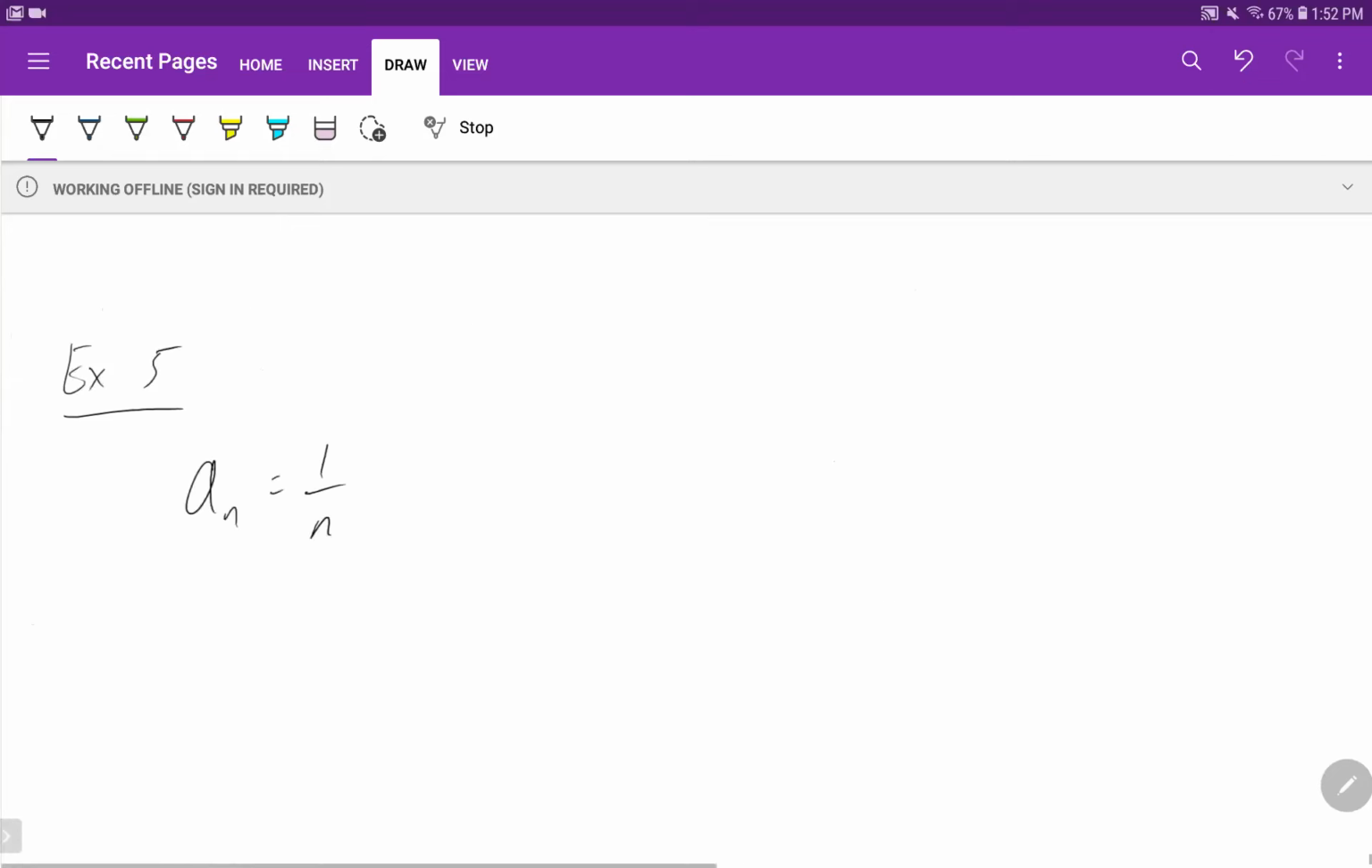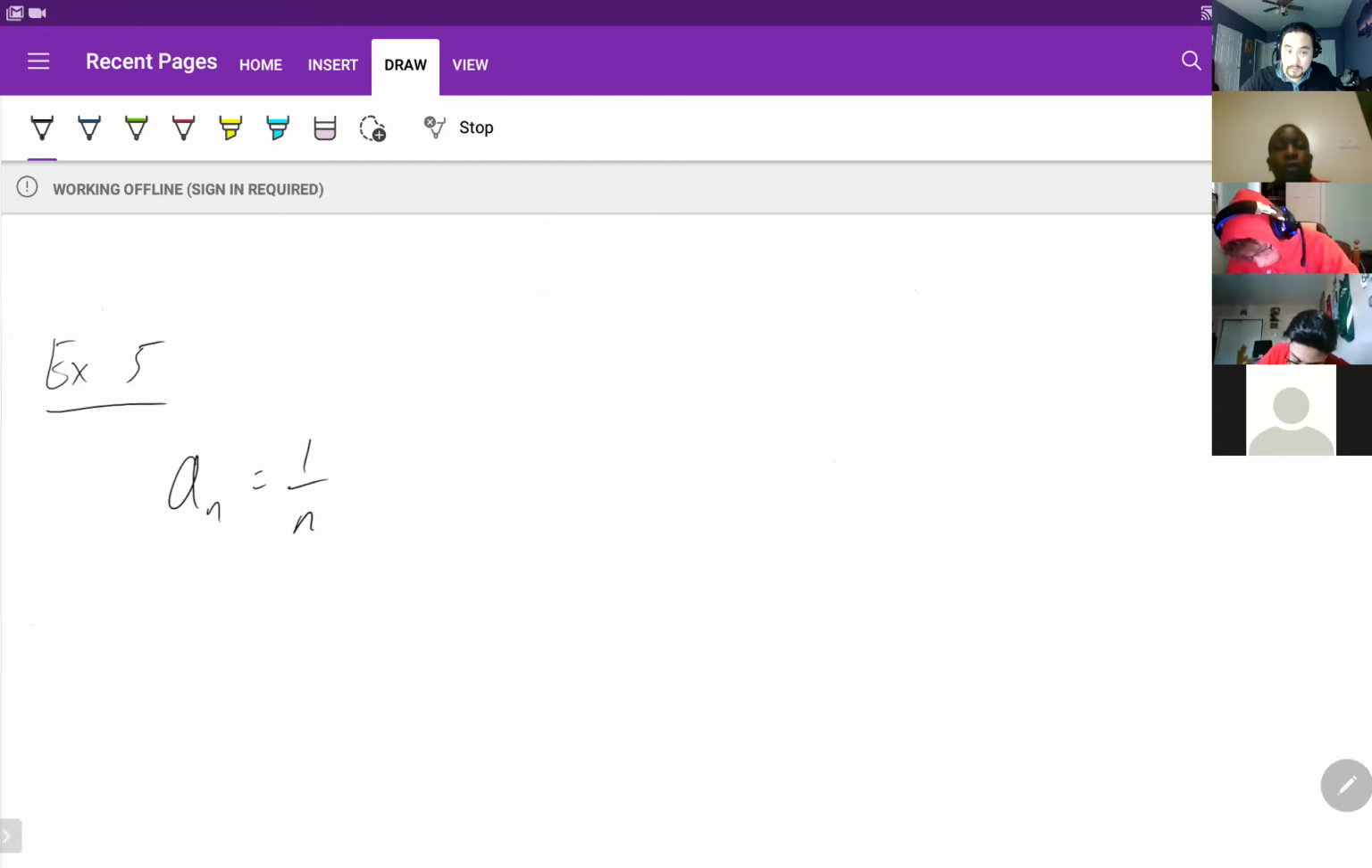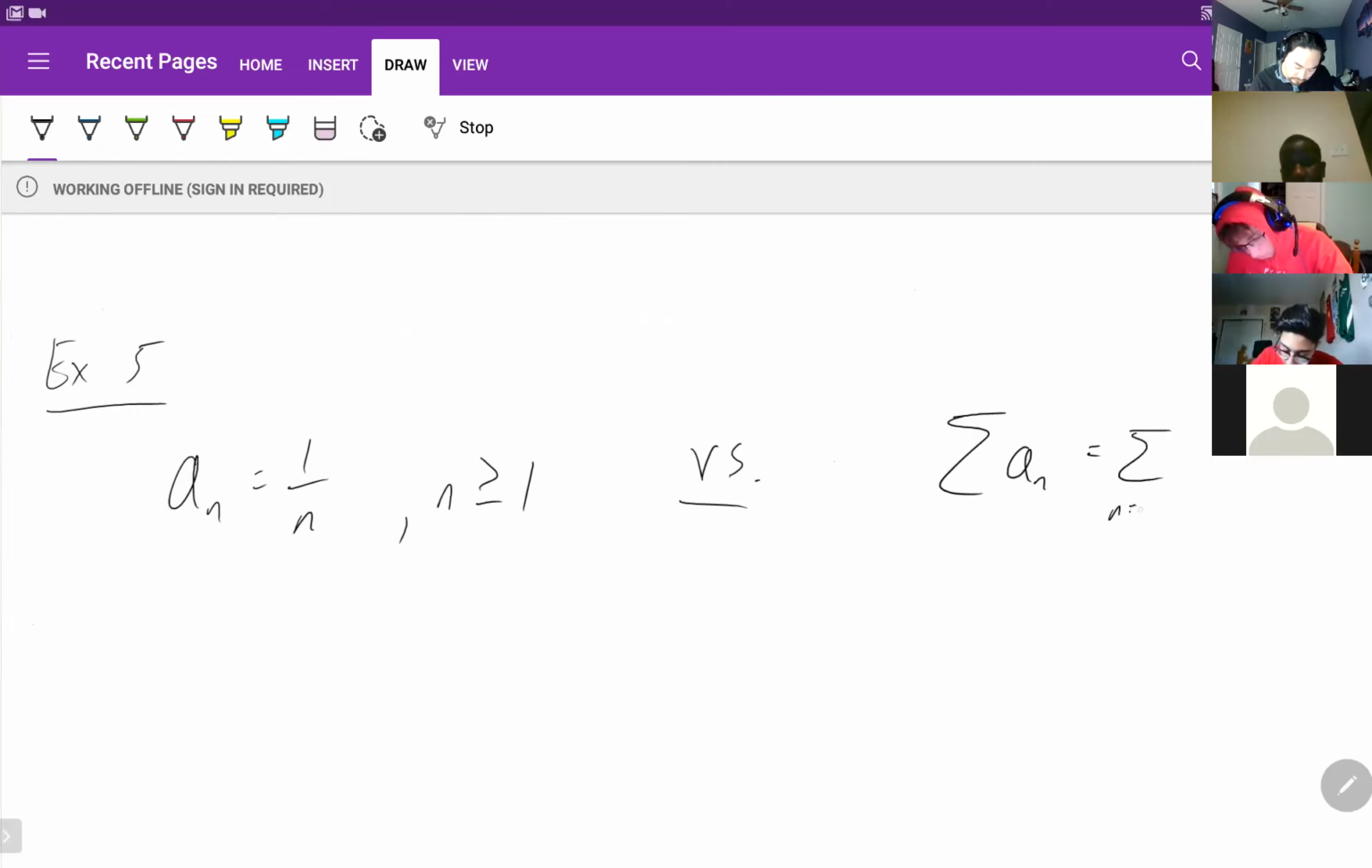So I'm going to look at this sequence right here. How do I know that I'm playing with a sequence here? There's no summation sign. That's the dead giveaway. It starts at n greater than or equal to 1. So I'm going to say this versus a series representation of the sequence. I just took the sequence 1 over n and put a summation sign in front of it.